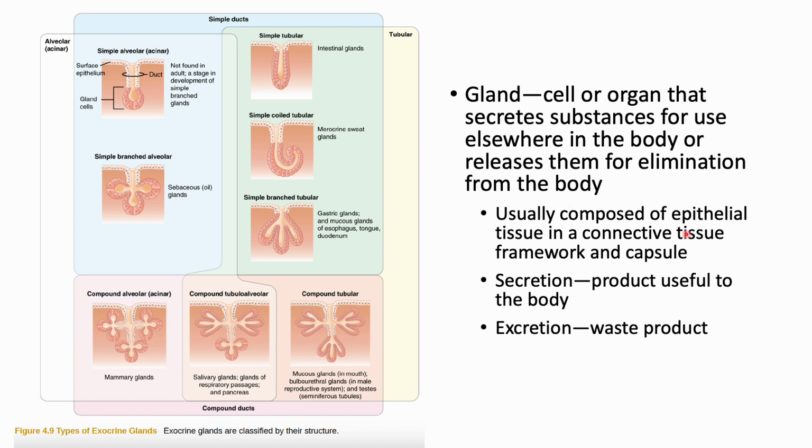It's usually composed of epithelial tissue in a connective tissue framework and the capsule. When it comes to the glands, you will see terms like secretion. What is secretion? When we release a substance or a product useful to the body. Versus excretion, we release a substance as a waste product to get it out of the body. And we can have many different glands with many different types of ducts. I won't test you on that, but there are many different types of exocrine glands and their ducts, and this is how you would classify them.